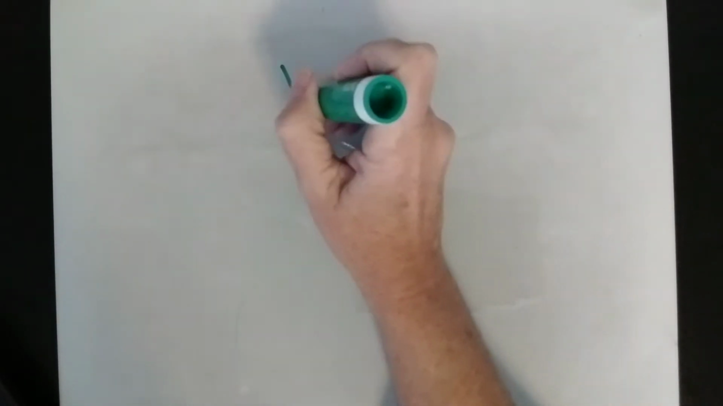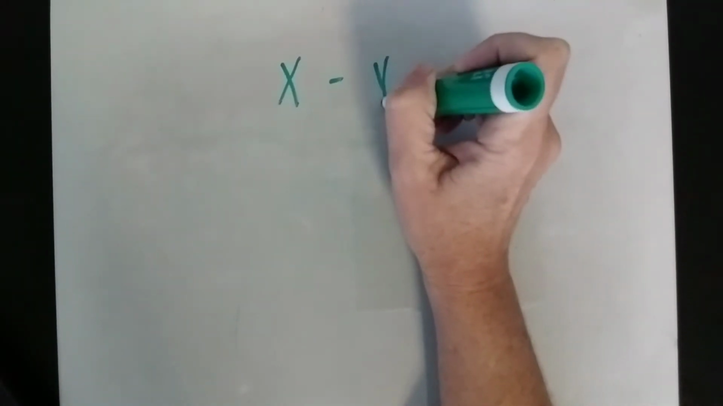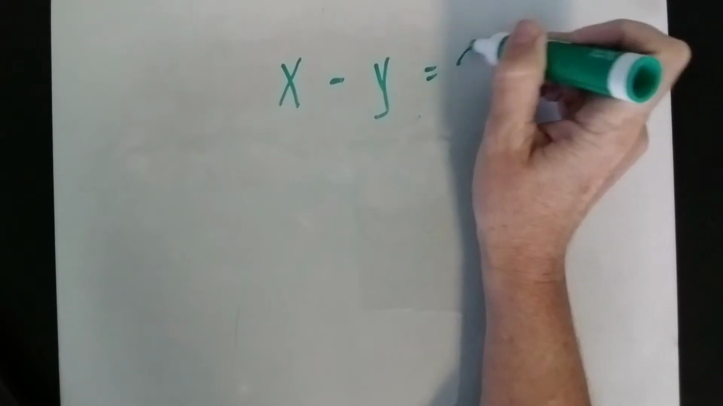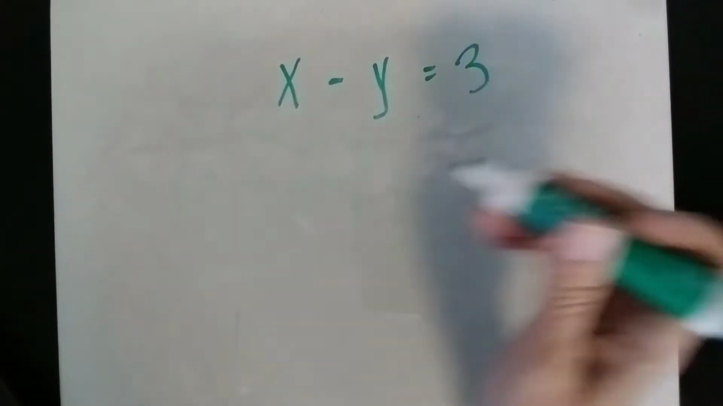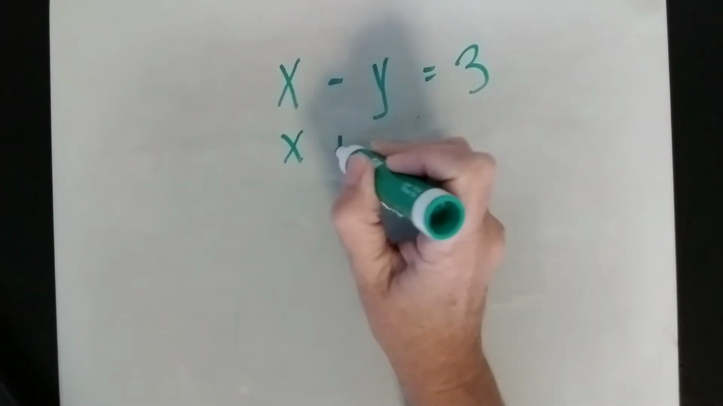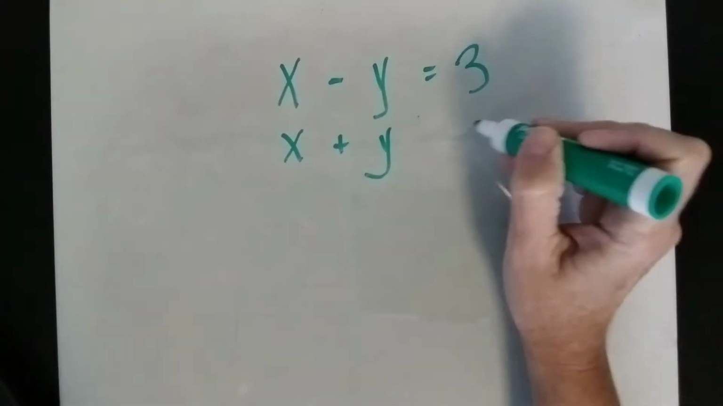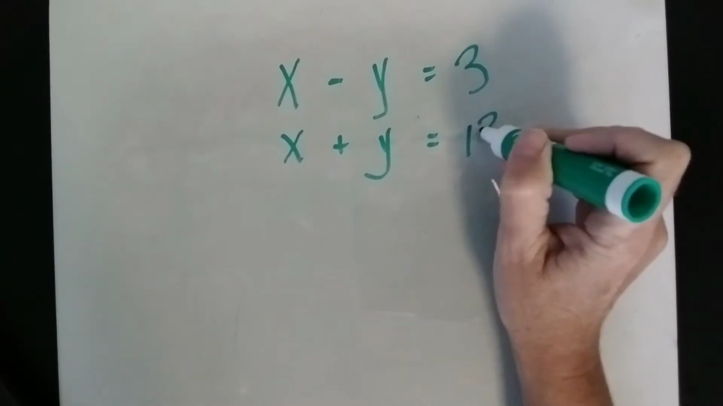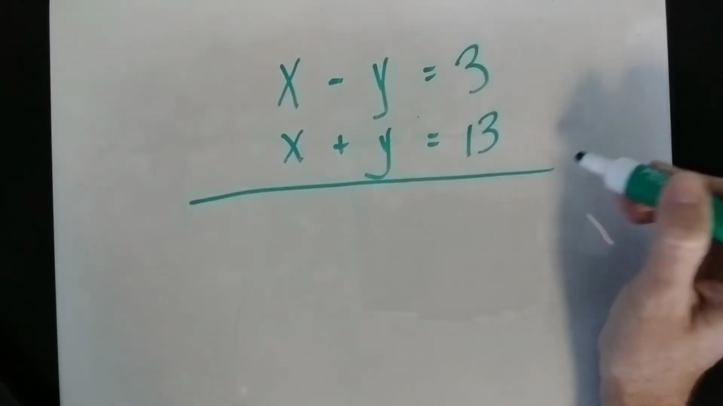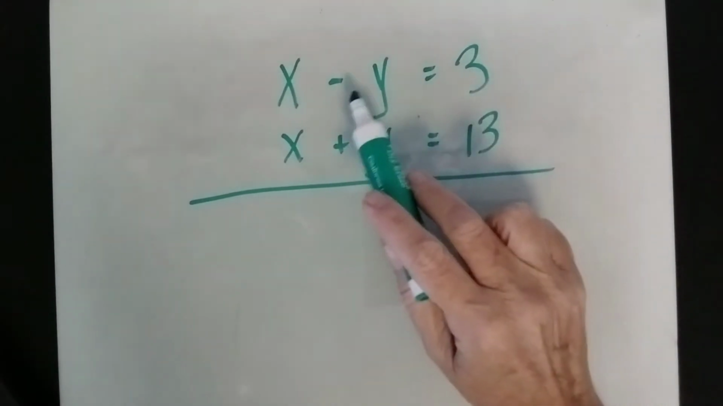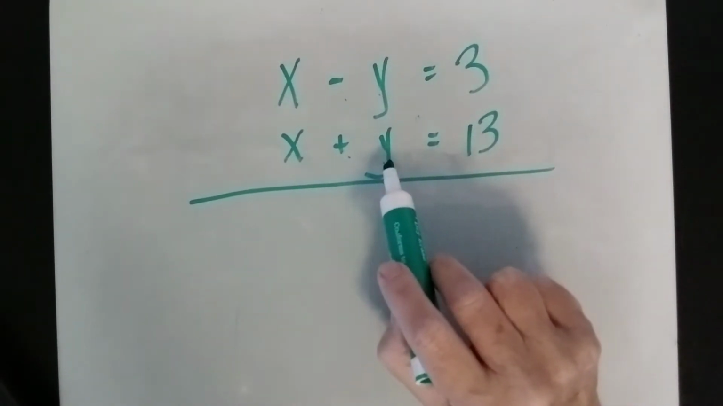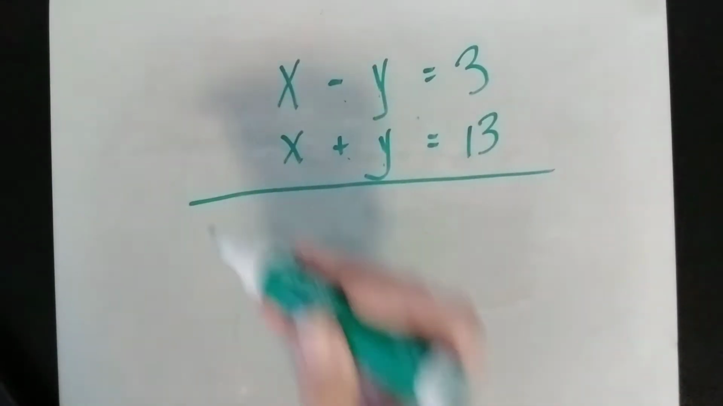Problem number 2 is pretty similar. It says the difference between two numbers is 3. So I know that I have two numbers, and if I subtract them, I'm going to get 3. And it says their sum is 13. So again, if I add my two numbers, which are x and y, I'm going to get 13. Just like the last one, we could do substitution or elimination. But if I add these together, my negative y and my positive y will cancel out. So that's going to be the easiest way.